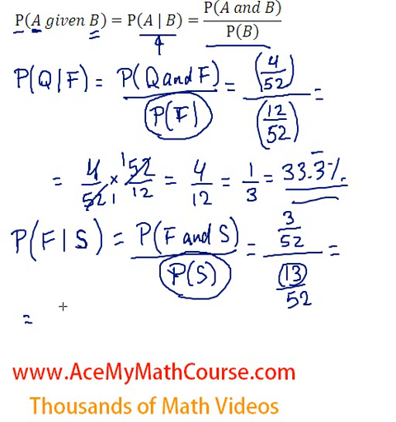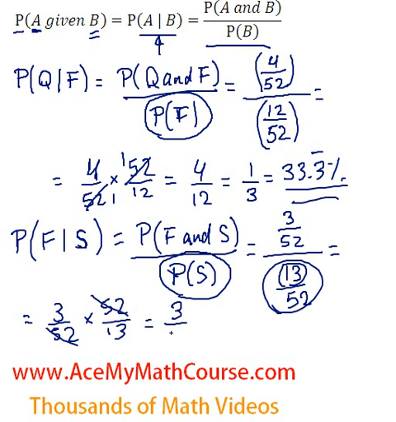So now if we simplify this, we can just flip the bottom fraction. The 52's cancel out, and I get 3 out of 13. And that will represent the probability of obtaining a face card given that the card that I chose was a spade, by drawing just one card.